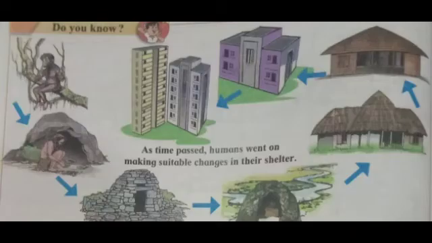Now look at this picture. As time passed, humans went on making suitable changes in their shelter. In this picture we can see the first one, that is in Stone Age man's time. They started to live in the jungle because at that time there were no houses and no shelter. So they started to live in the jungle. After a little bit of progress, they started to make small caves.